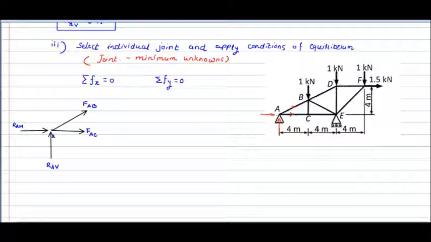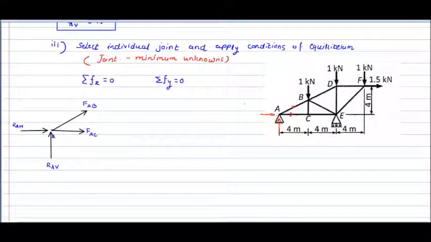Now in our next step, select the individual joint and apply the condition of equilibrium, and the joint should be selected where minimum unknowns are there. If I select this point A, how many unknowns will there be? There will be FAB which is not known, FAC which is not known, RAV we have calculated, and RAH we have calculated. It means that for this joint there will be 2 unknowns and 2 knowns.